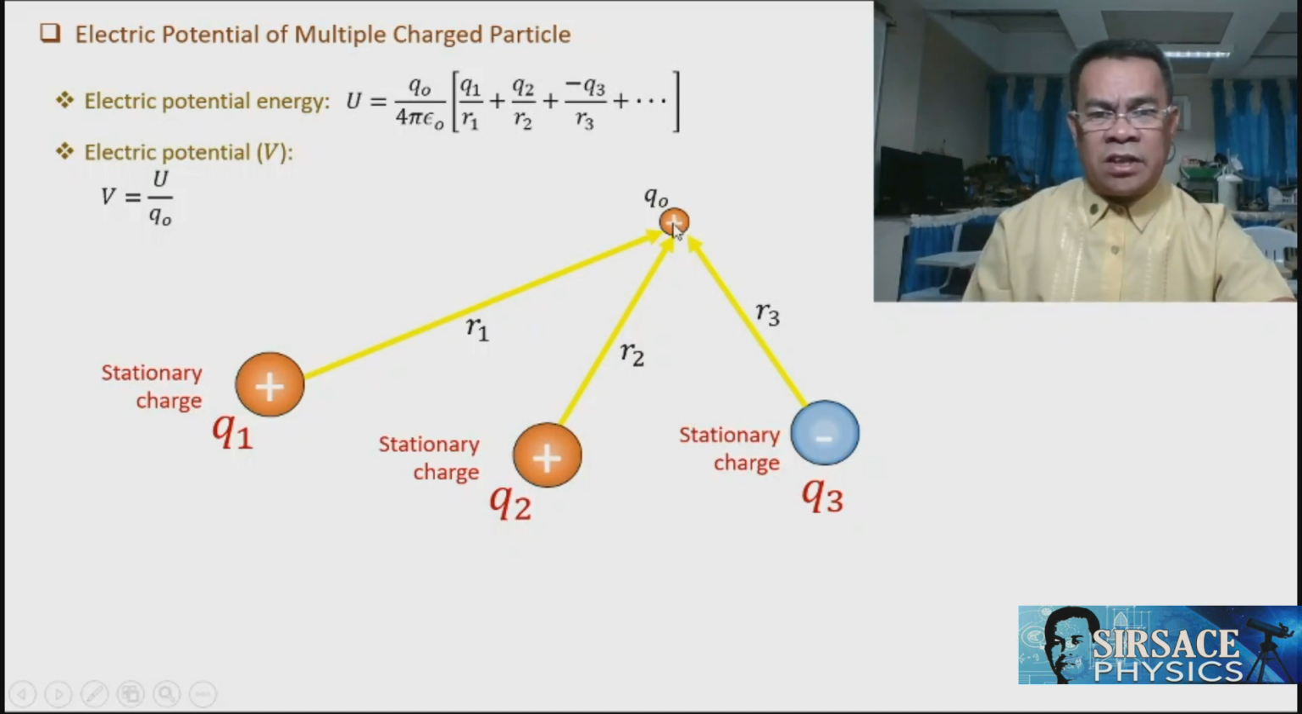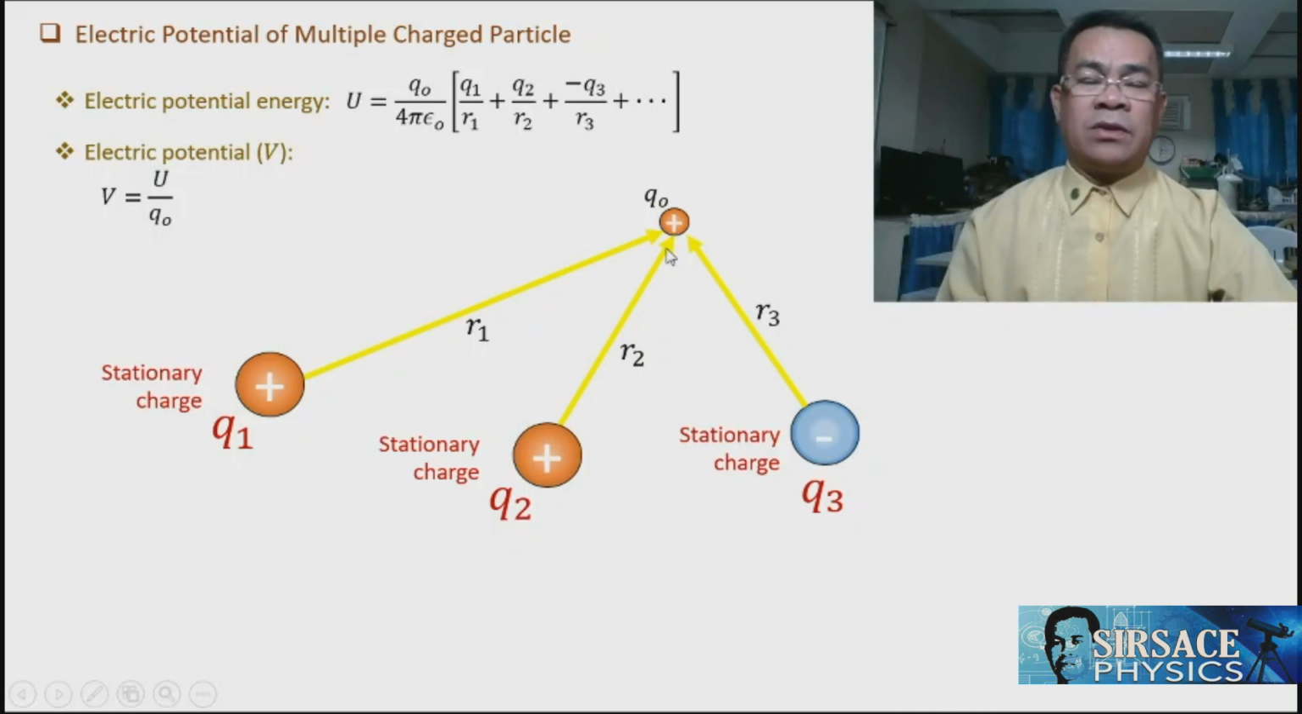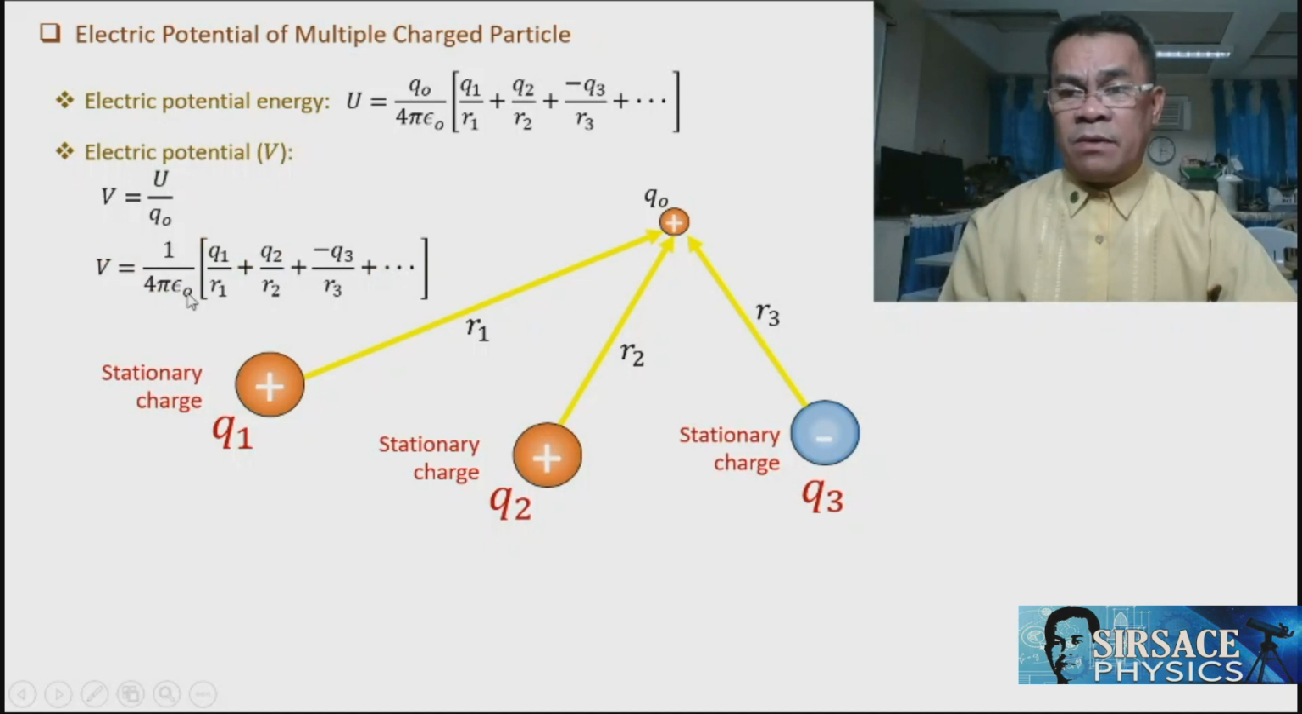If we can calculate energy at this point, we can also calculate the electric potential at that point, because electric potential is U over Q naught. So you replace it here, and take note that we can cancel the Q naught. The result is 1 over 4 pi permittivity times the sum of the ratios of charge per distance, Q1 over R1 plus Q2 over R2, and so on.